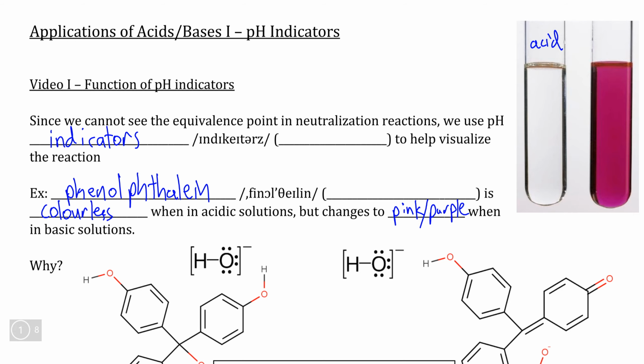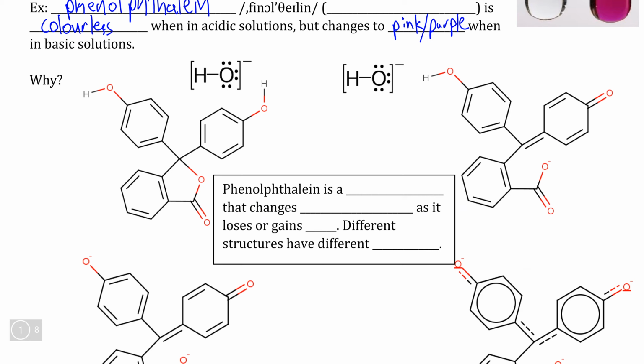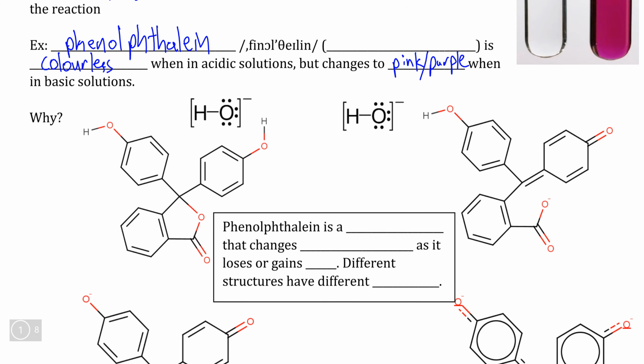So what exactly is going on with the indicator? Well, we can see that phenolphthalein has a very complicated organic chemical structure. We see that the name phenol within its structure actually corresponds to this functional group here, which is a benzene with an alcohol on it. And this is important in its structure because each of these phenol groups can actually act as a weak acid.